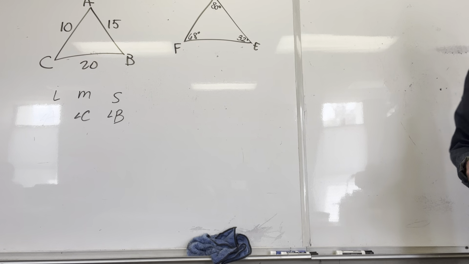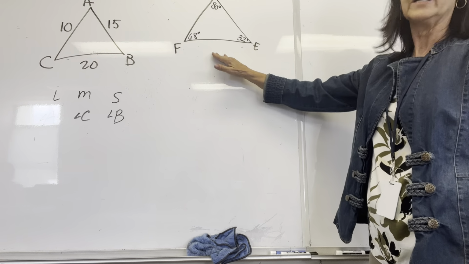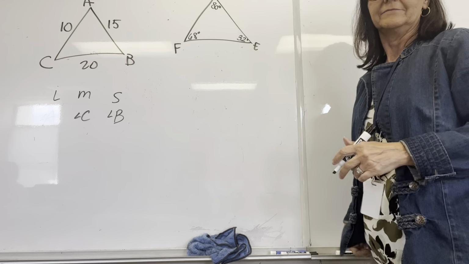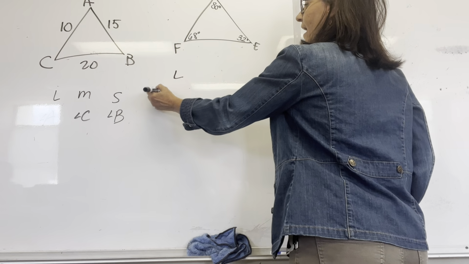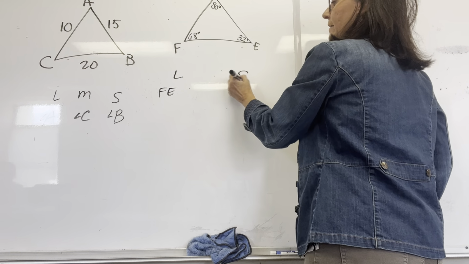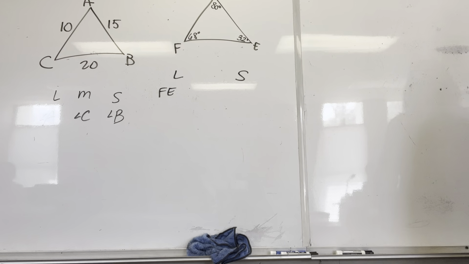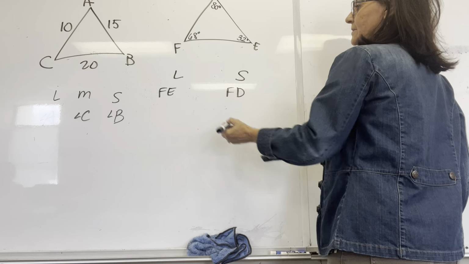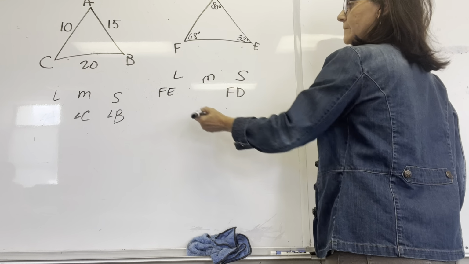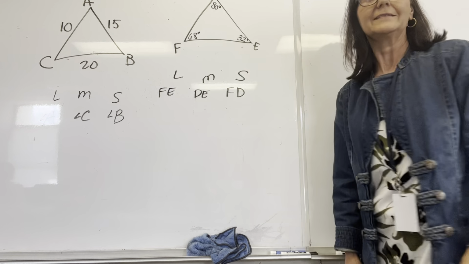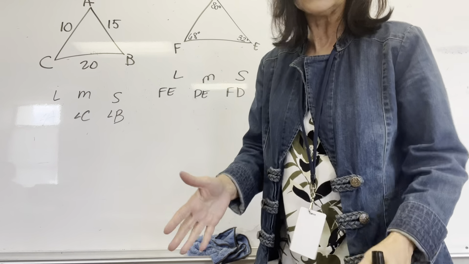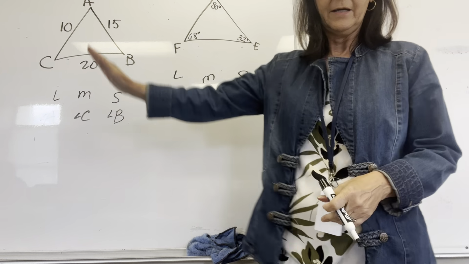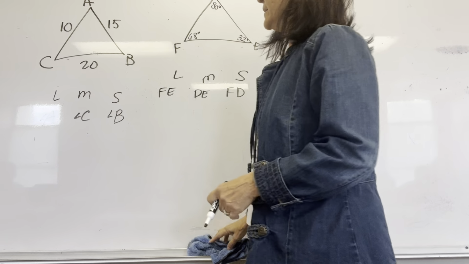Hannah, look at this one. What's the longest side? FE. FE is the longest. All right, shortest side, Mary Frances? FD. So the one in the middle would be DE. Got it? That's what this lesson was about, ordering them by their sides.